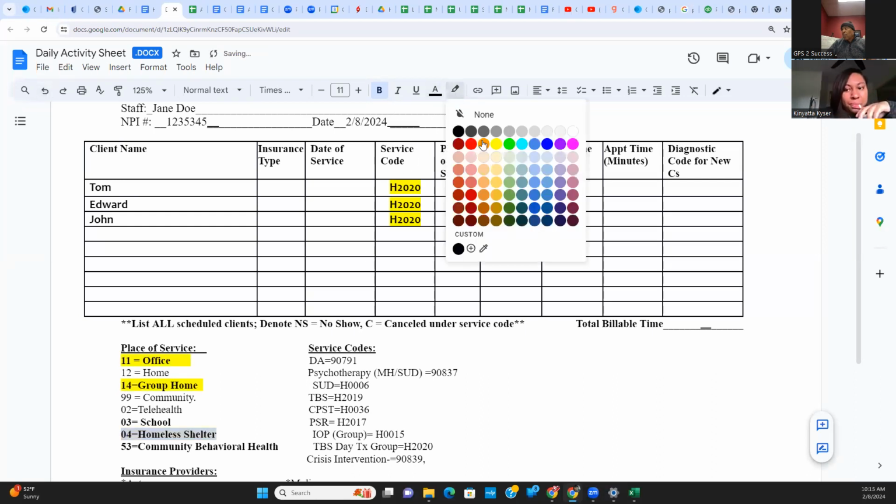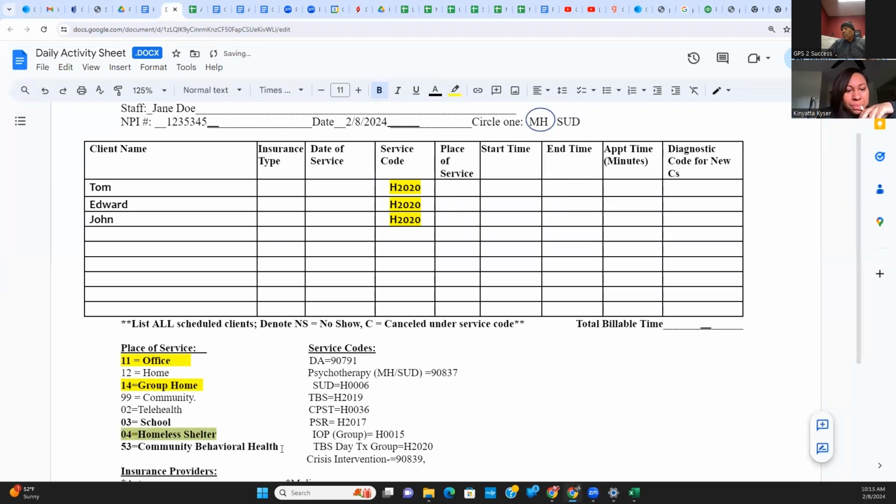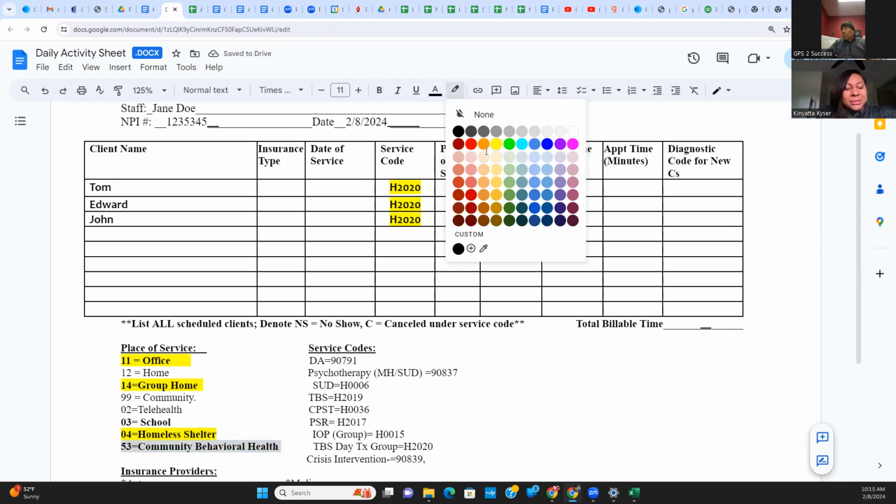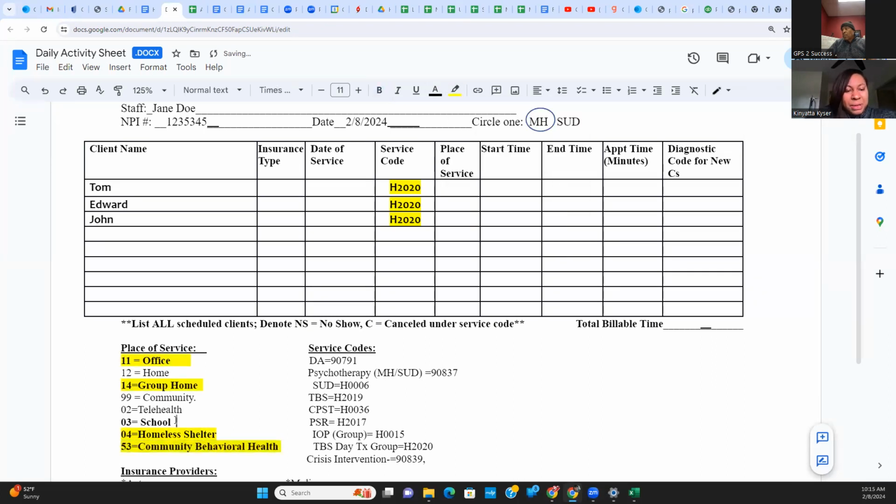Okay, but what about the guys in SUD, substance use disorder? They're not allowed to do their SUD at their house. It's considered guest housing, but because it's guest housing, it would qualify as a homeless shelter. So it would be 04. Because they live there, but they don't live there. Do you get what I'm saying? It's guest housing, so it's not their permanent residence.